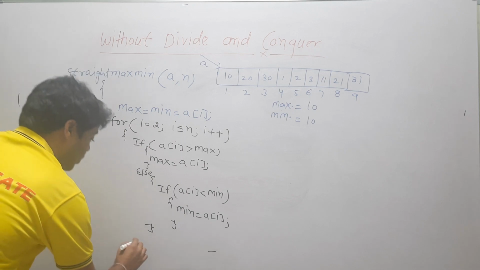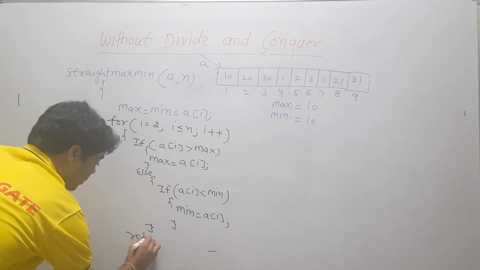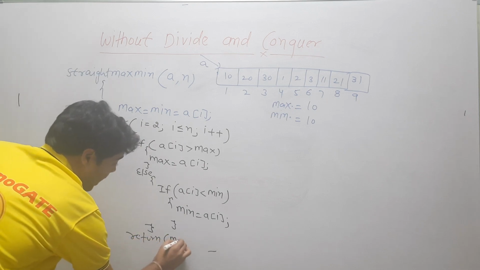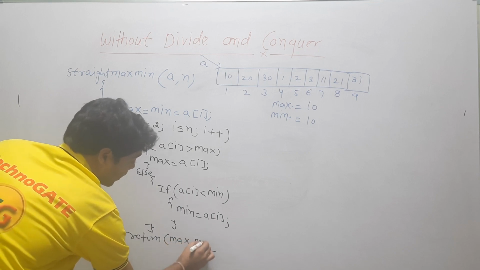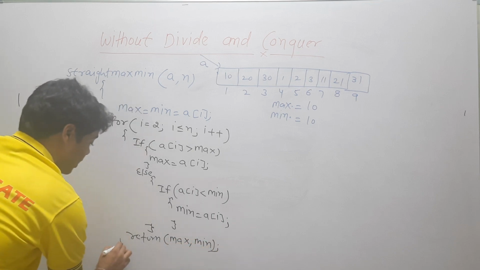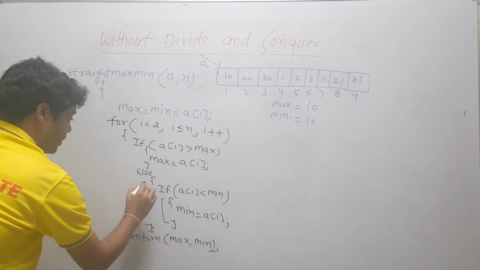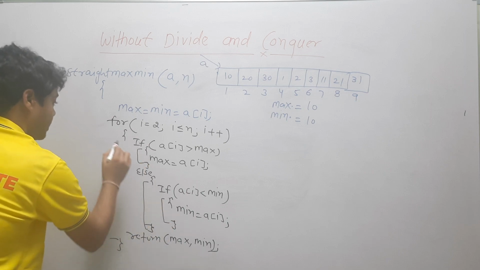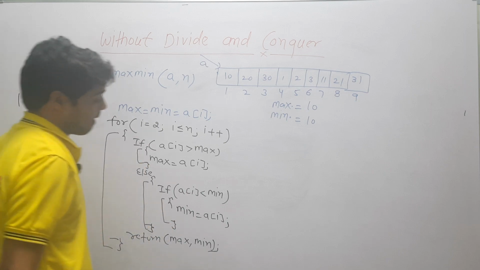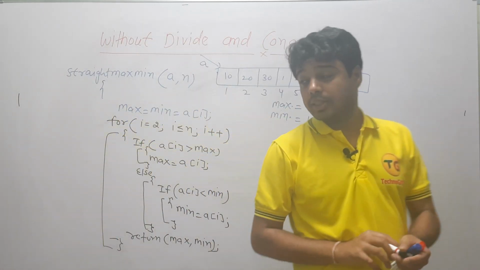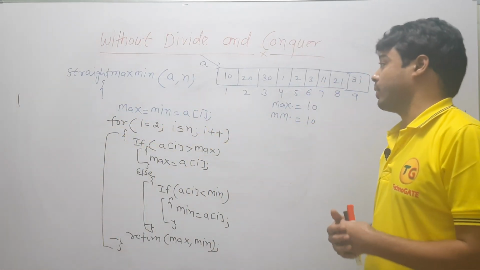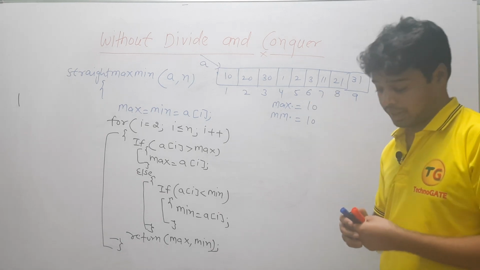So return maximum comma minimum here and close the loop here. So this one is closed here, this one is closed here, this one is closed. Okay, so this is the version without divide and conquer. Let's check whether this is working or not.